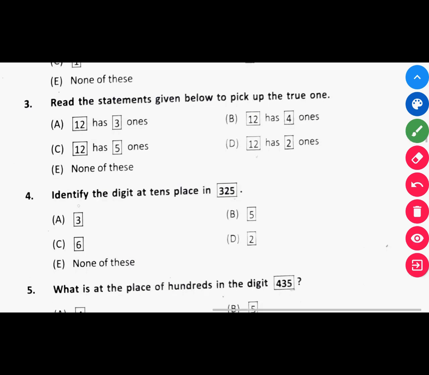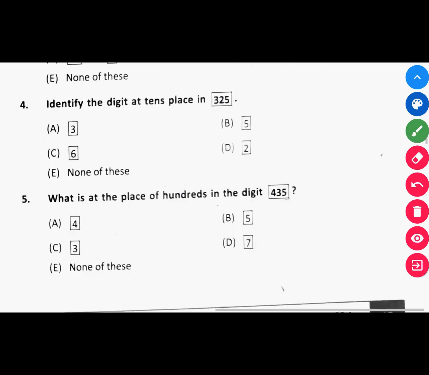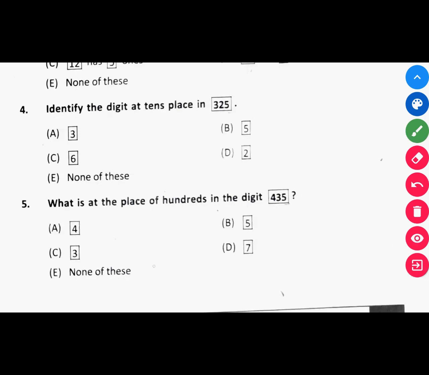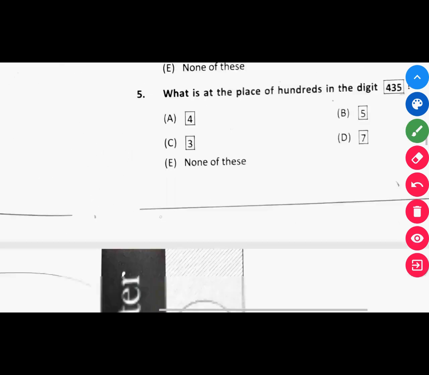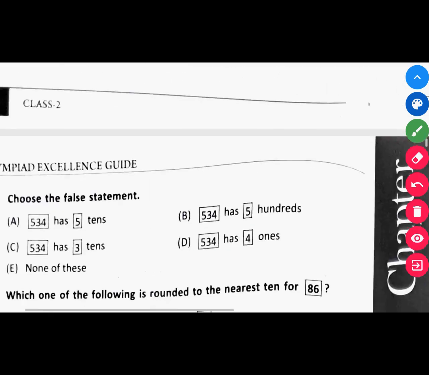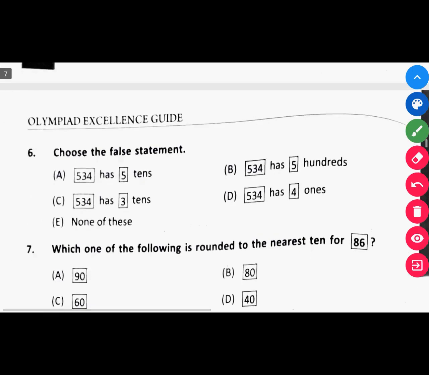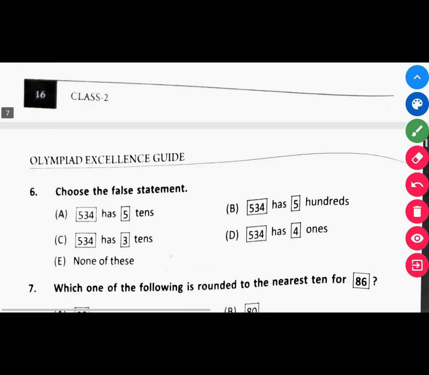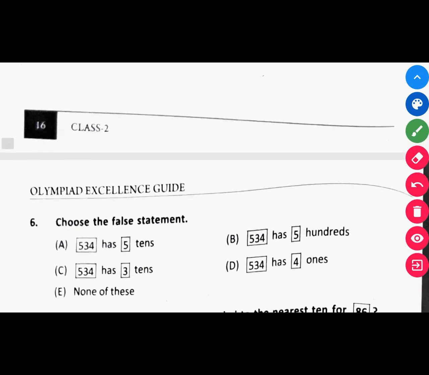Now the next one. Identify the digit at the tens place. Now we have already taken one example related to a 3-digit number. So you can solve this example. The digit at hundreds place you can also solve, as we had given the position name to the number, which is unit, which is tens, which is hundred. So you can solve it easily. We'll move to the next question.